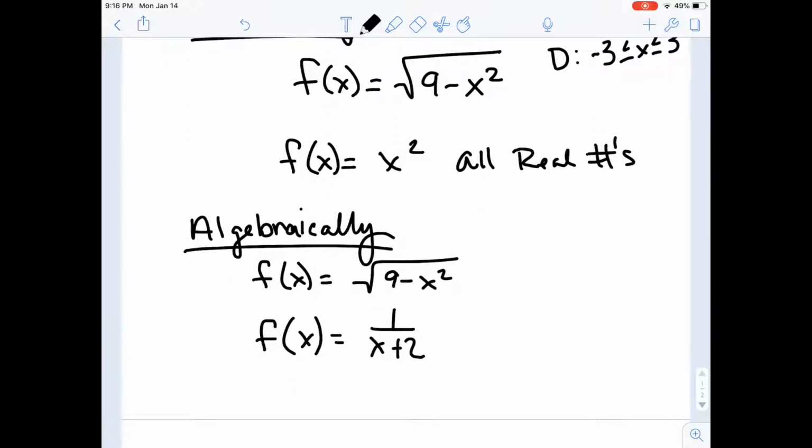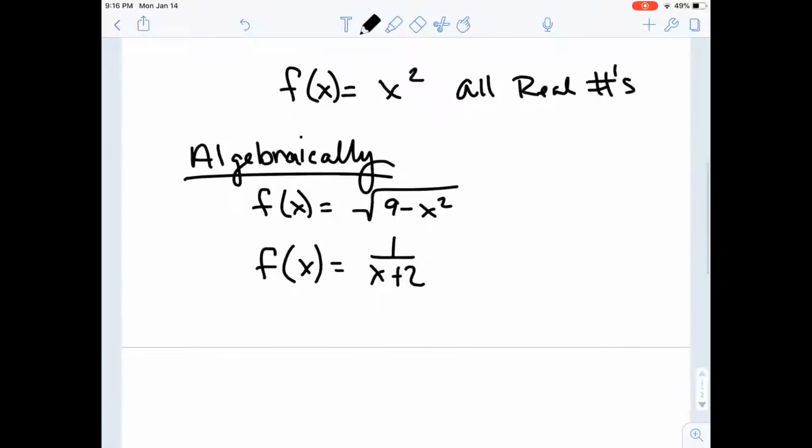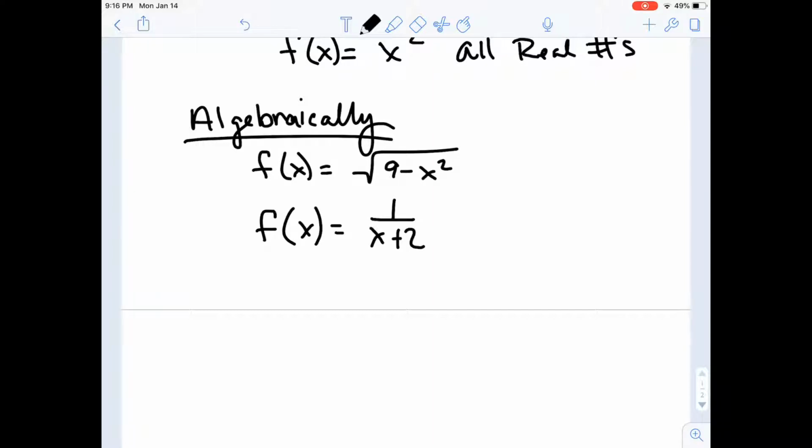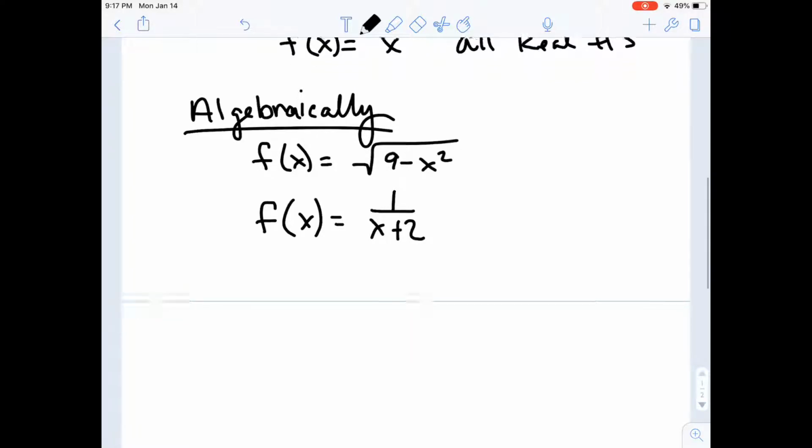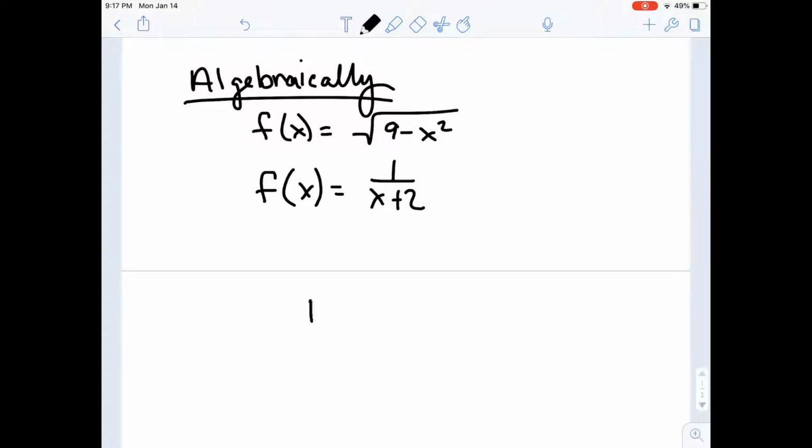Now, algebraically, how you would solve this: we have f of x equals the square root of 9 minus x squared. You kind of have to know that we're not dealing with imaginary numbers and square roots of negative numbers. That's bad. So basically, what's underneath the square root has to be at least 0. And so you can say 9 minus x squared is greater than or equal to 0. And then you start solving.